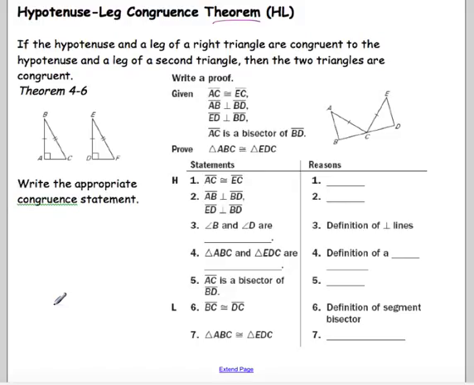So in this picture, we've been given on the left, we need to do our congruence statement. Starting by naming the triangle on the left, however you want to name it. I'm going to call it ABC.